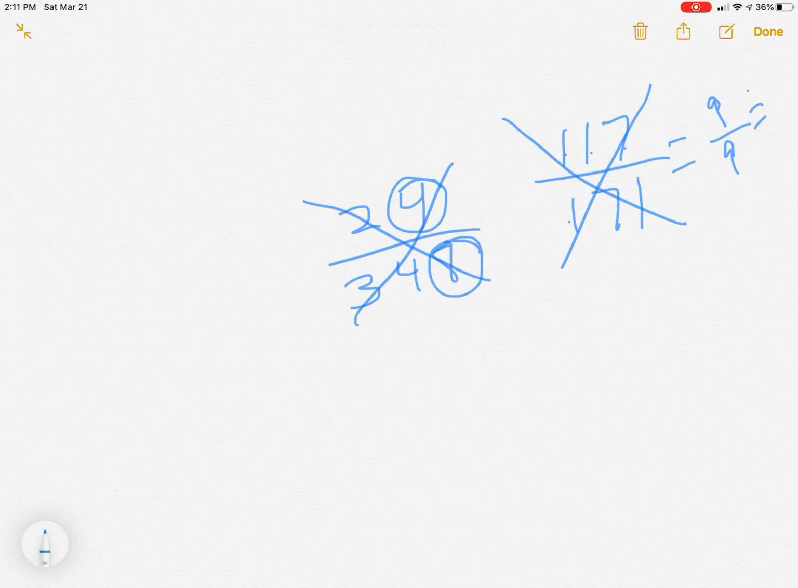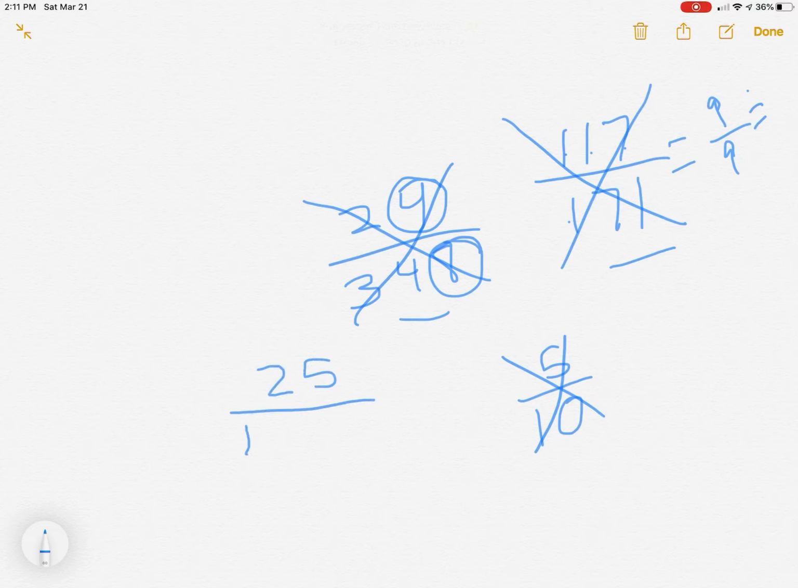Okay. So there's some little tricks. If they both end in 5 or 0, that's not simplified. So if you have 25 over, I don't know, 1030. You know that's not simplified because it's divisible by 5.